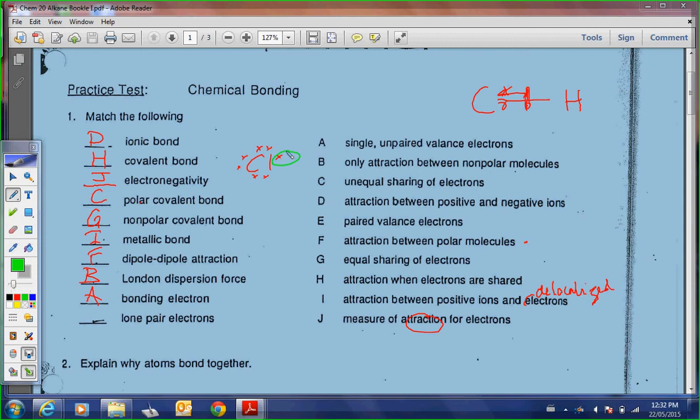Okay? And that leaves what to be my lone pair? E, a pair of valence electrons. So where's my lone pair? On chlorine? Any of the other ones. This is a lone pair, this is a lone pair, and this is a lone pair.